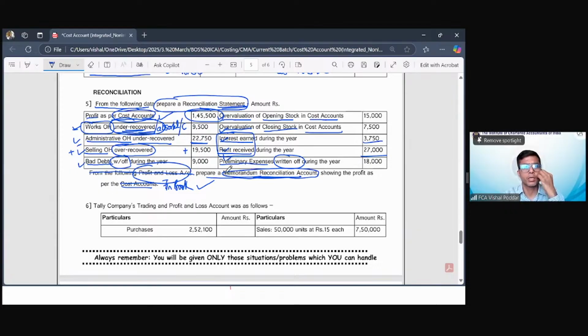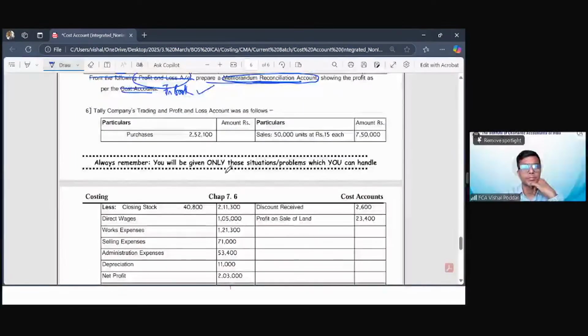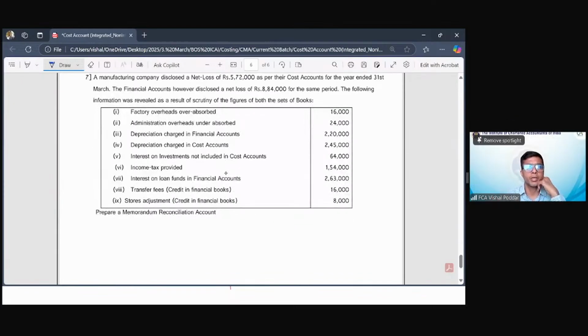Correct? Yes, sir. It cannot be cost on both sides. That's why I got confused. Correct. For example, here they have shown a loss as per cost accounts, and they have also given you the financial accounts loss. So here, like in BRS, they may give you both the profits or both the losses, and then ask you to prepare the reconciliation. You may take the starting point as the cost account loss and reach the financial account loss, or vice versa. When both figures are given, you can take the starting point as financial and go to cost. So it will always be financial versus cost and not cost versus cost.